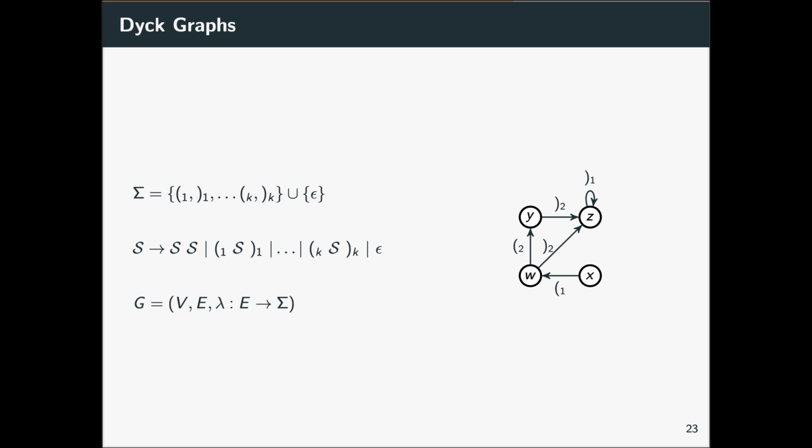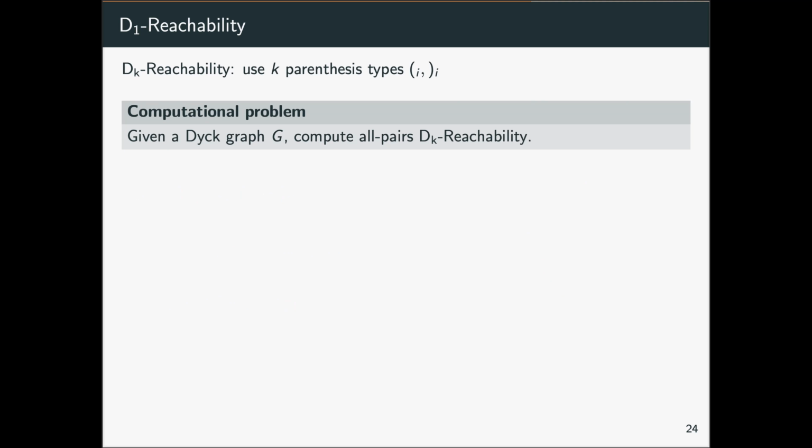For example, in this graph, we have that x reaches z because the red path produces a string of matching parentheses, but x does not reach w even though we have an edge from x to w. So the problem of Dyck-k reachability is, given a Dyck graph G, compute all-pairs Dyck-k reachability. So how fast can we solve it?